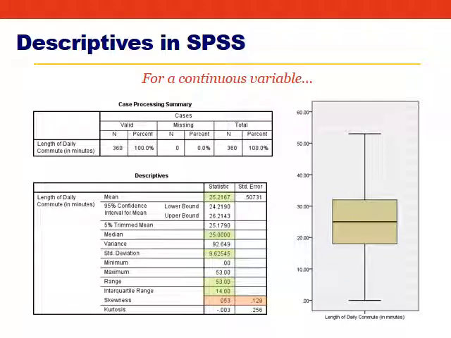In this case, when you divide out 0.053 divided by 0.129, you will get a value of 0.41, which of course is between plus or minus 3. It's very close to 0. Therefore, we can conclude that the distribution of daily commute times in our sample is not skewed. It is symmetrical.